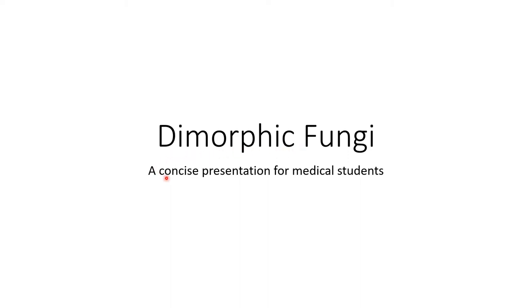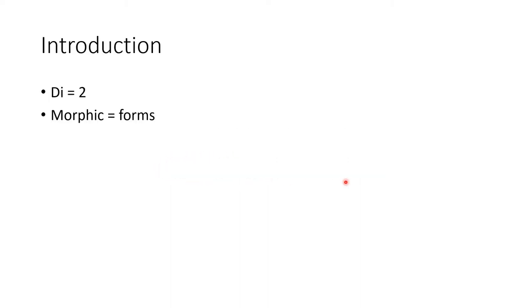This is a concise presentation for medical students. Di means two and morphic means forms. So these fungi can exist in two forms. Fungi generally exist in one of two life forms. These life forms include yeast and molds.